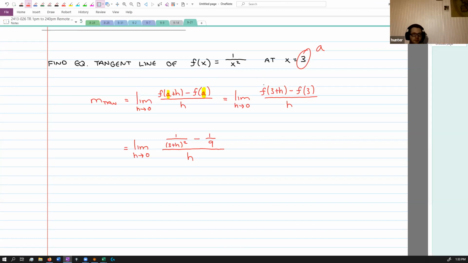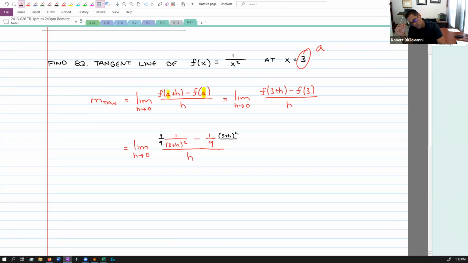Now, in the last problem, when we had this, we had to combine the two fractions together, right? It looks like we're going to have to do the same thing here. We have to get a common denominator between these two. So I multiply this by 9 over 9. And this one, I have to multiply it by (3 plus h) squared over (3 plus h) squared. That kind of sucks.